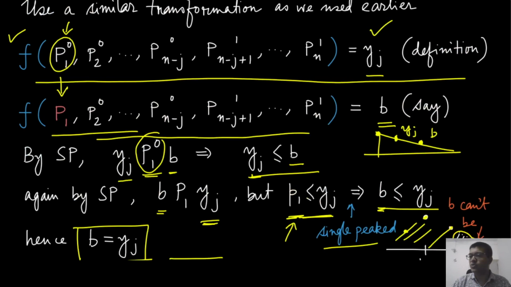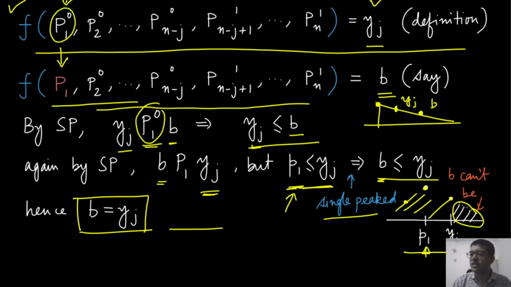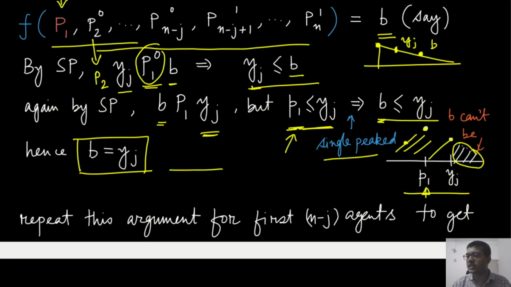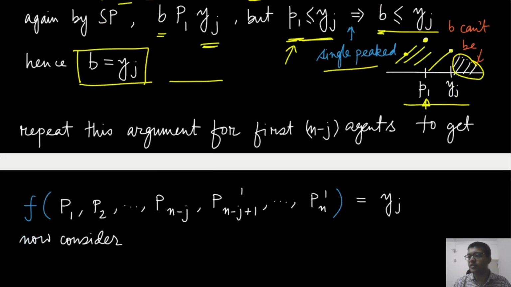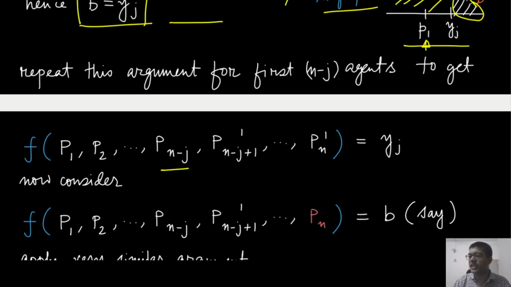Now you can see where we are heading. From this preference profile you can now change p2 superscript 0 to p2, the actual preference of player 2 in this profile p, and you can apply a very similar argument to conclude that the social choice outcome should also be yj. So we can repeat this argument for the first n minus j agents to get that this is also going to be yj. Now we are going to consider the other preferences. Till now we have exhausted all the peaks which were on the leftmost side. Now we have to consider the rightmost peaks.